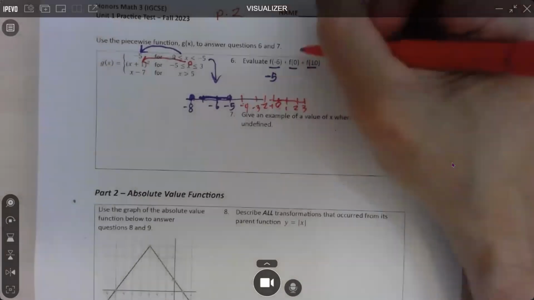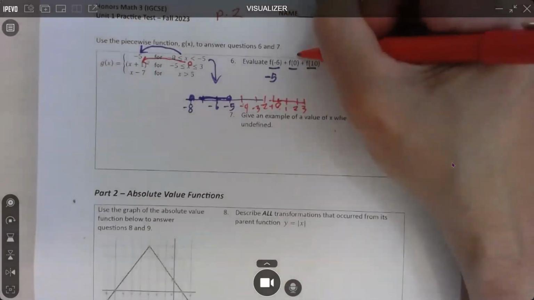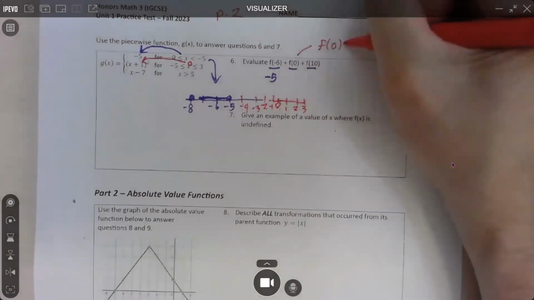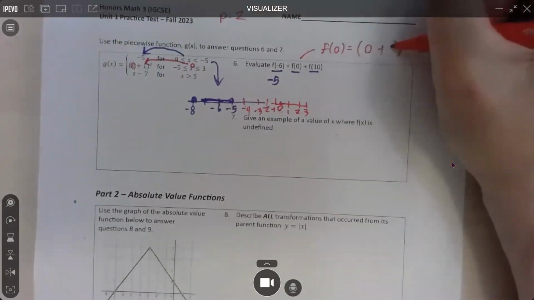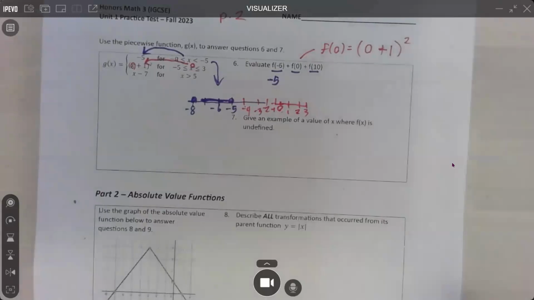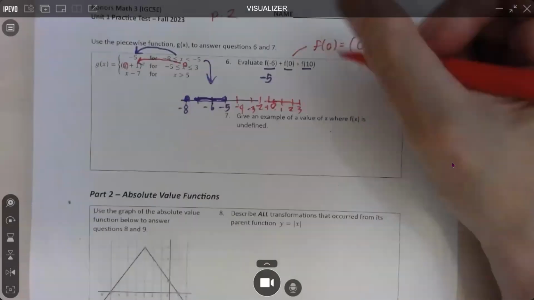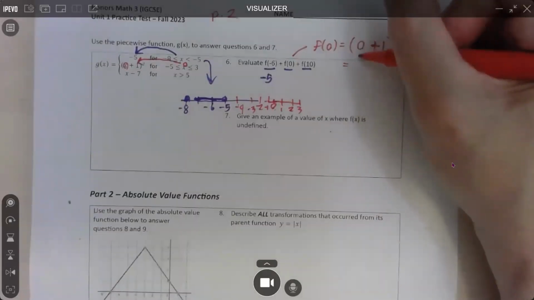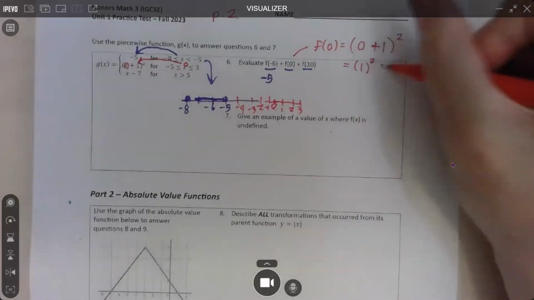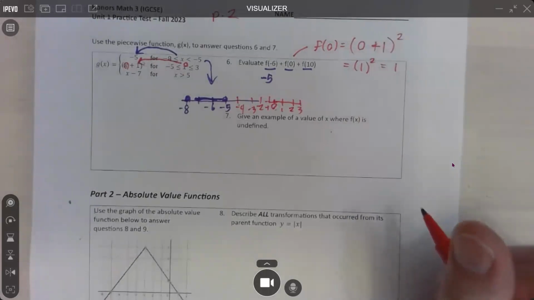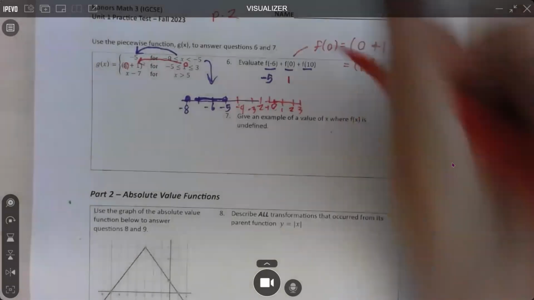So I can use a calculator or use some mental math. You can use a calculator if you'd like to, but when I'm plugging that in, f of 0 is going to be replacing that x with 0. So it's going to be parentheses 0 plus 1 raised to the second power. And if you're doing this without a calculator, you would simply say, well, 0 plus 1 is 1. And 1 squared is 1 times 1, which is 1. So f of 0 is 1.